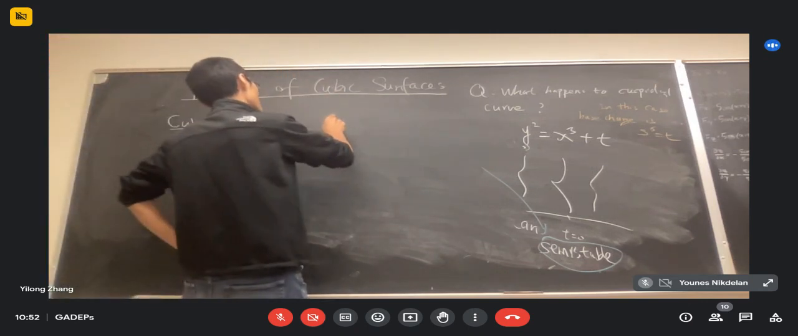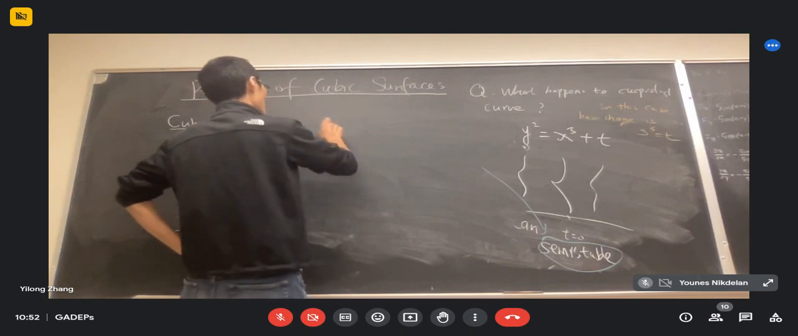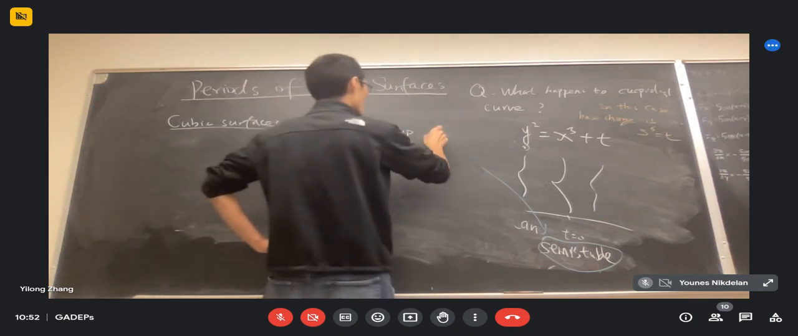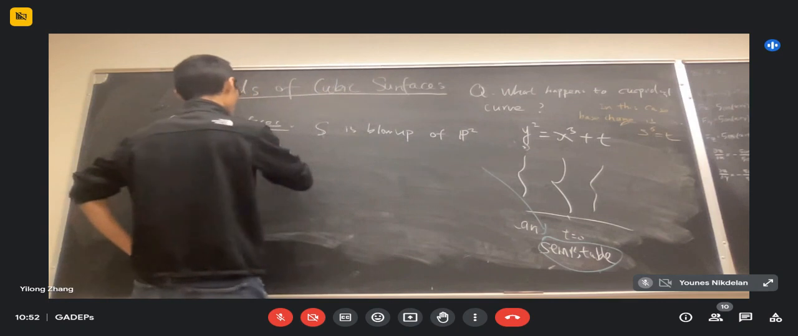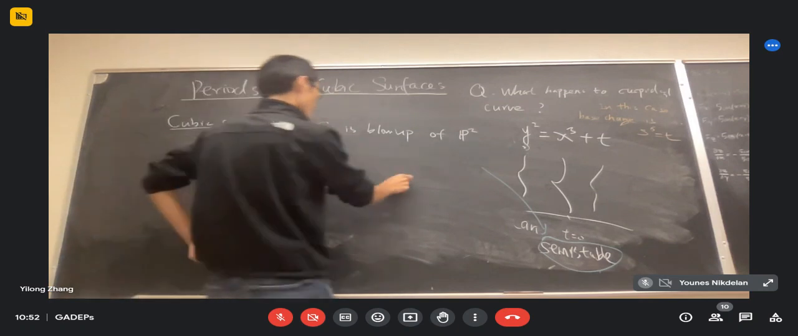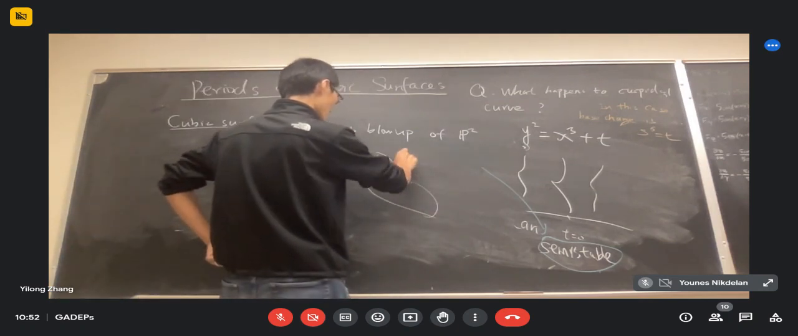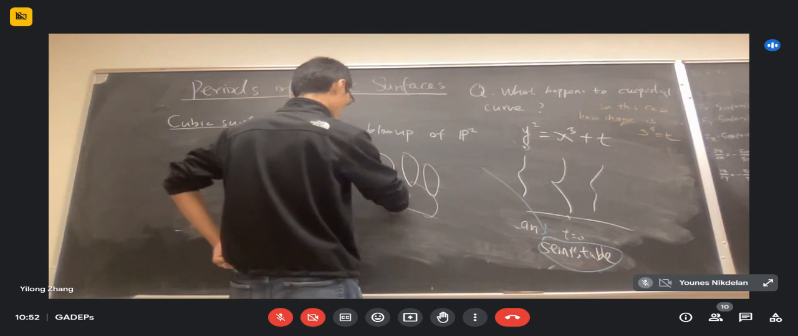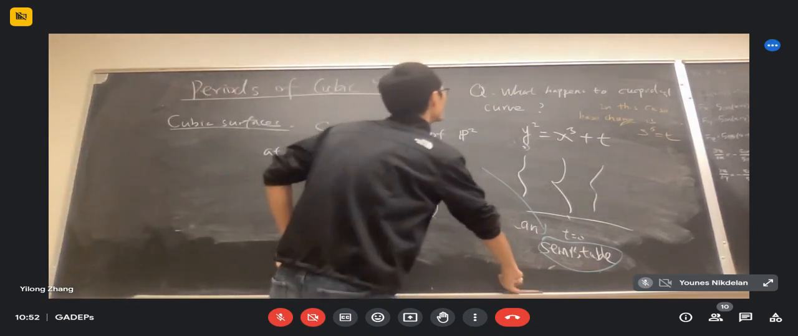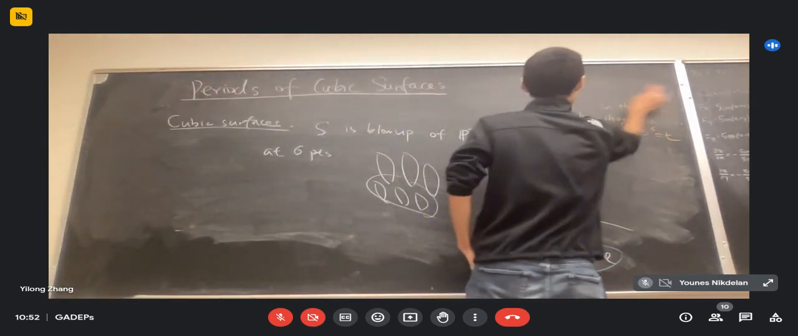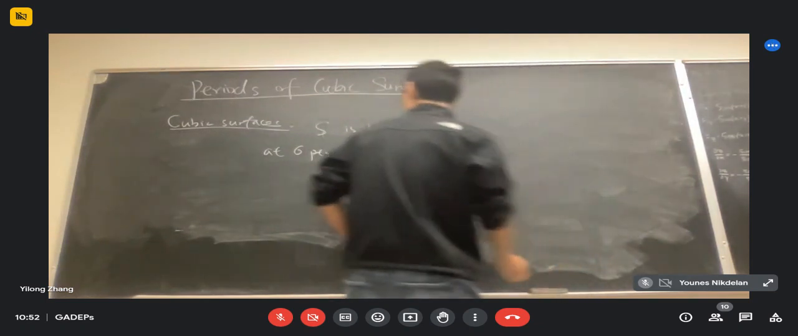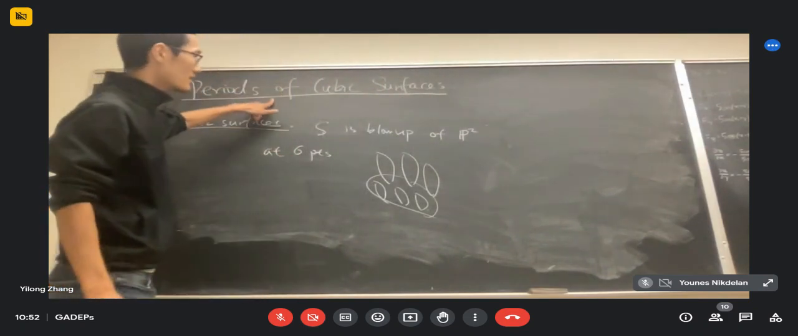So a cubic surface S is basically a blow up of P2 at 6 points, of course in general position. So we have a picture of this. Right. And so then it's related to this title.